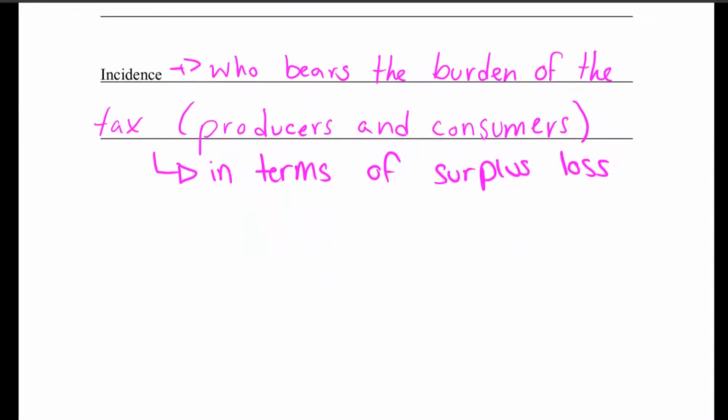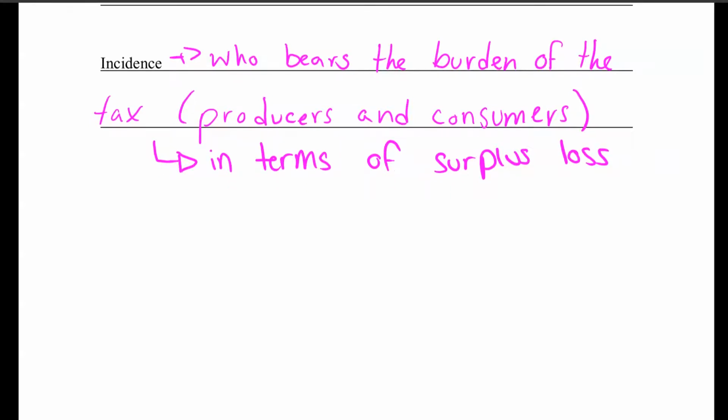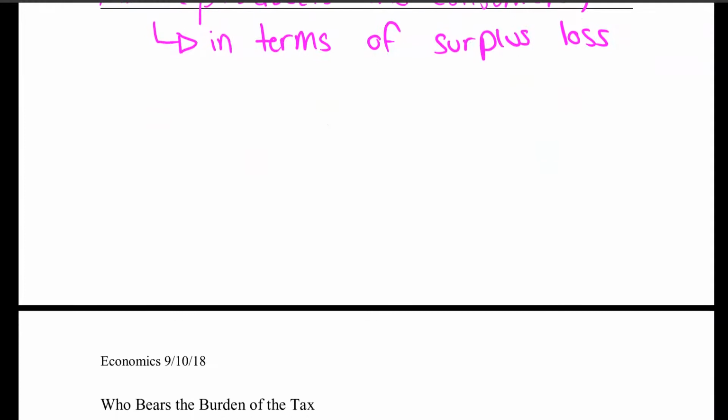Incidence has to do with who's bearing the burden of the tax. So are our producers eating the tax or are our consumers paying the brunt of it? And this is going to be talked about in terms of surplus loss. So if we look at our original consumer surplus and our original producer surplus, who loses the most? All right, and that will be the group that's bearing the burden of the tax, and the incidence of the tax will be higher on that group.